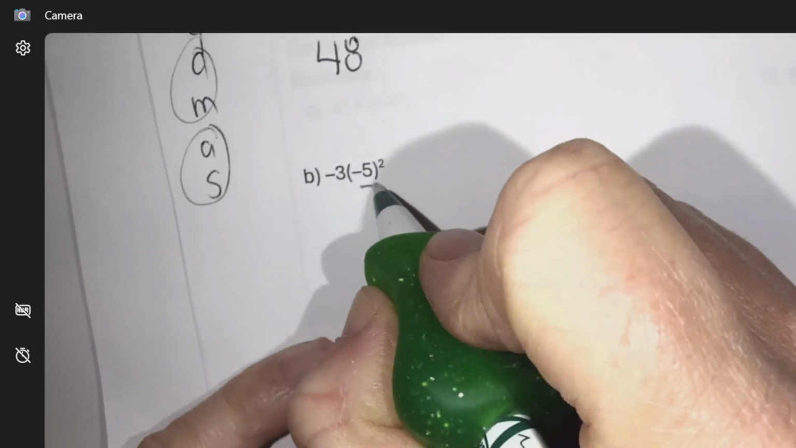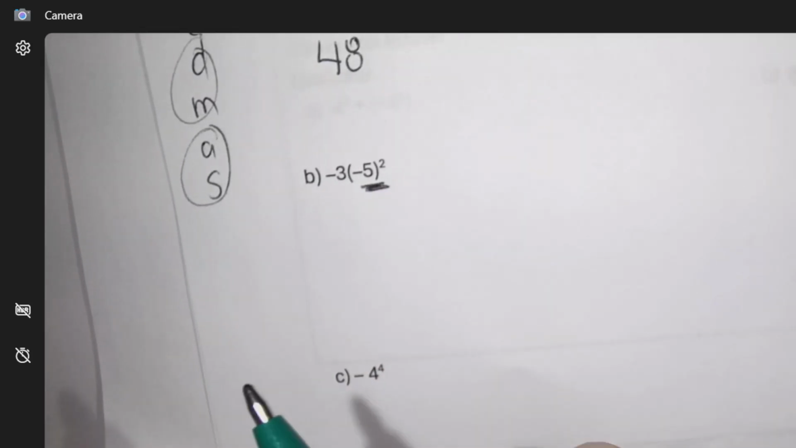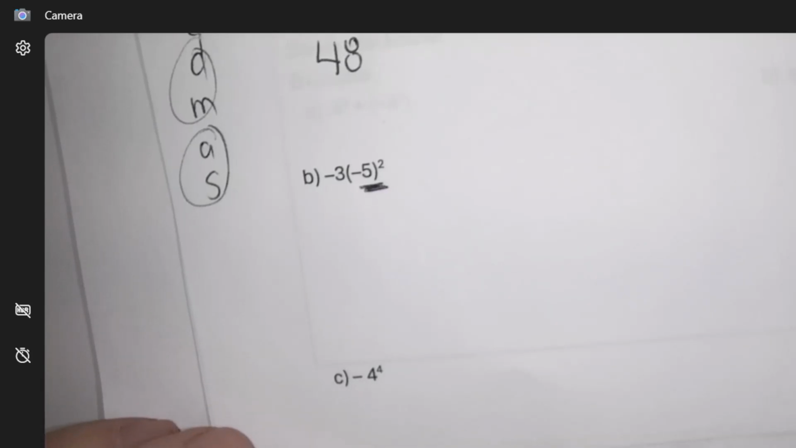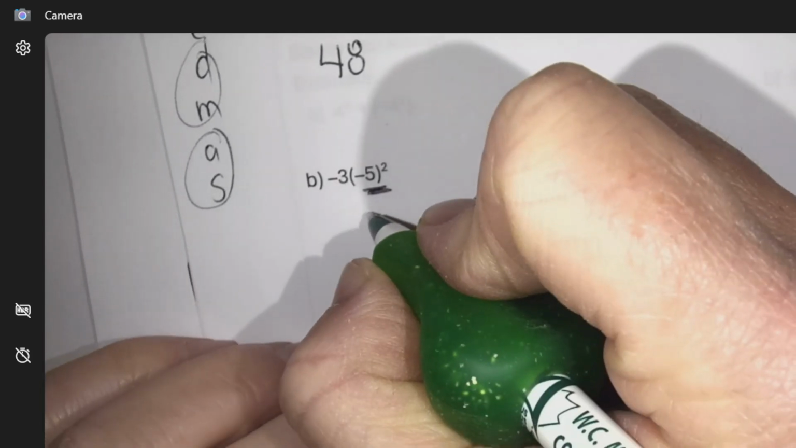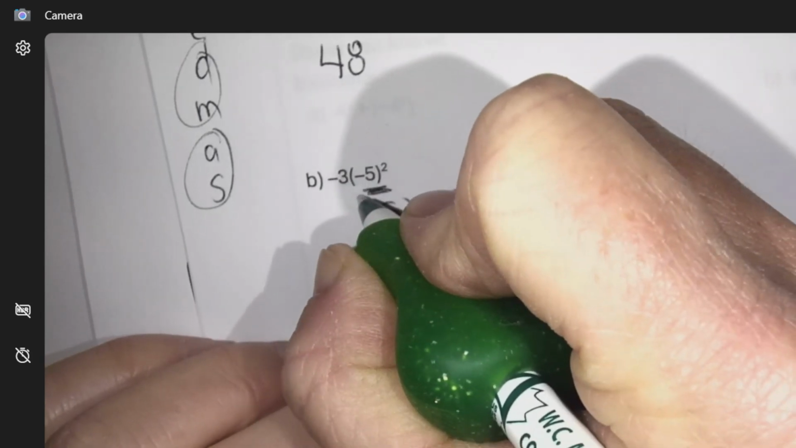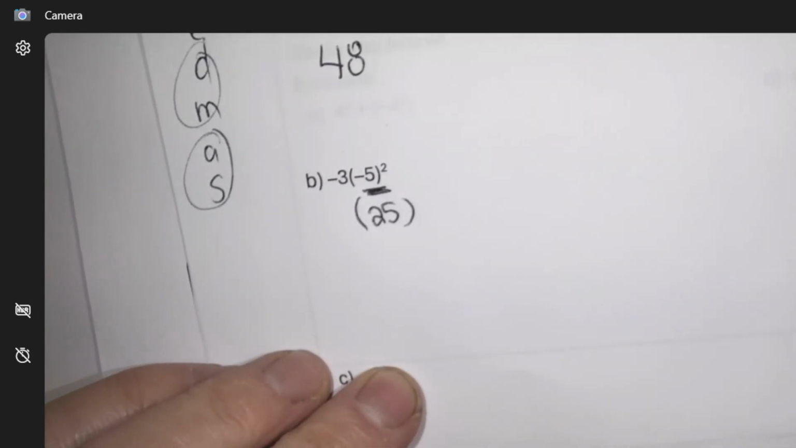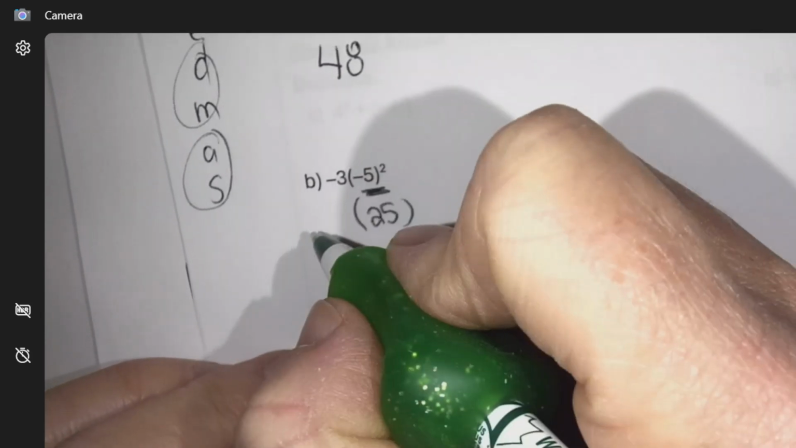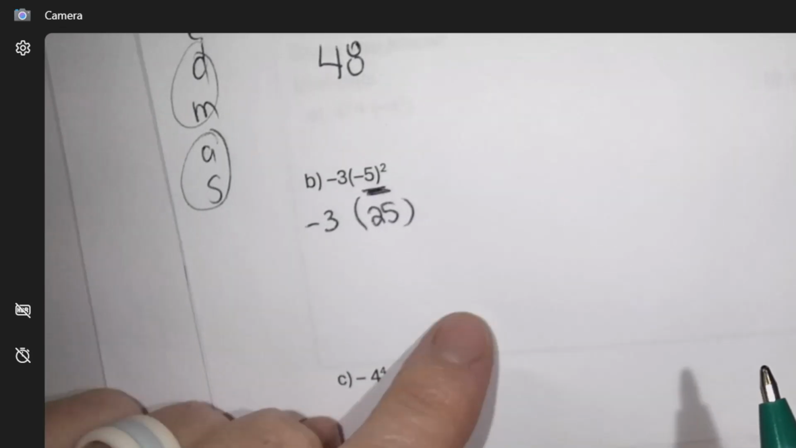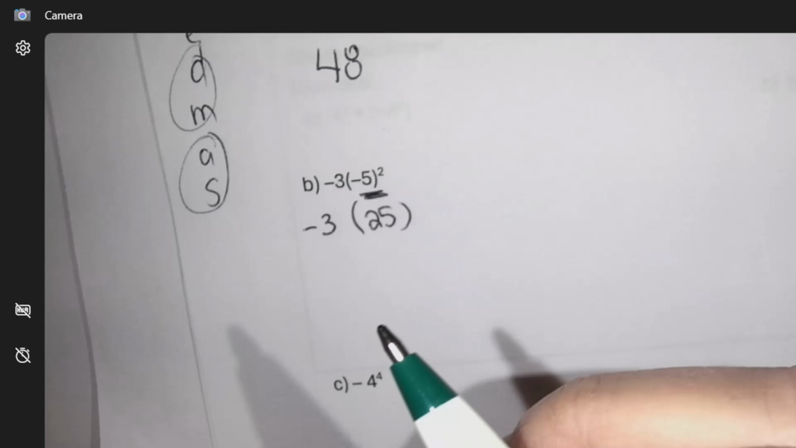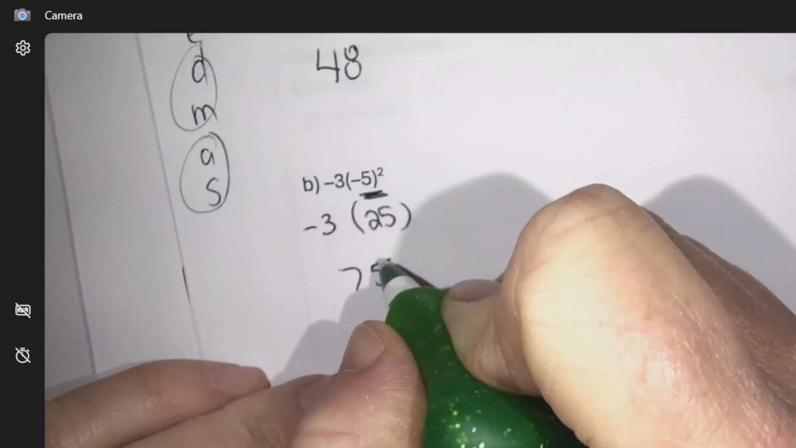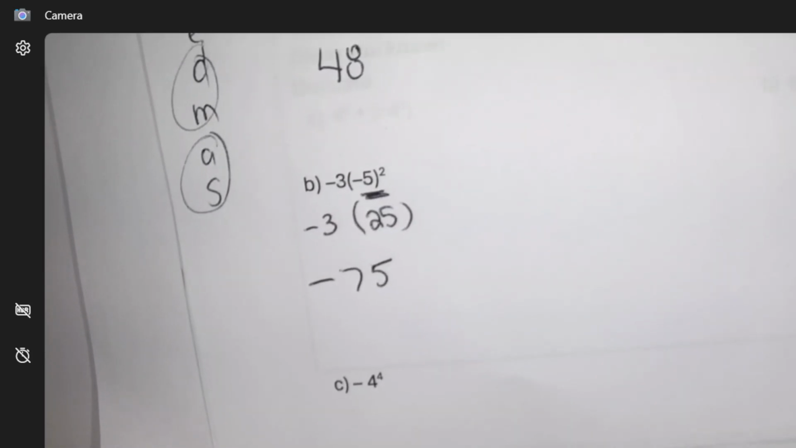Okay, so here we would have to evaluate the exponent first. So what's negative 5 squared? Positive. That's a positive, right? Then times negative 3. Please think about money. 3/4 of money. 75 cents. So negative.